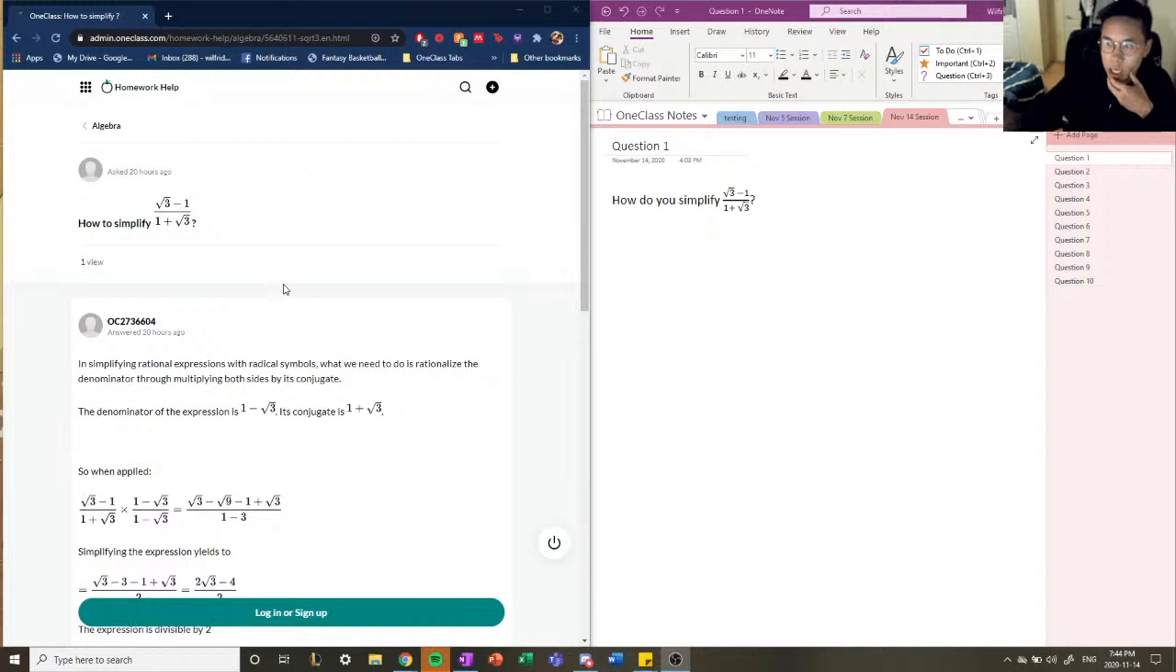Okay, cool. The first question says, how to simplify the root of 3 minus 1 over 1 plus the root of 3. When we're simplifying, the question is asking us to reduce this into a form with fewer radicals and without the fraction too. So how do we simplify this?